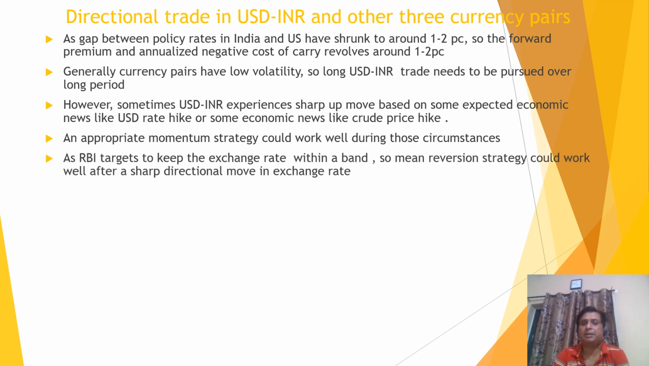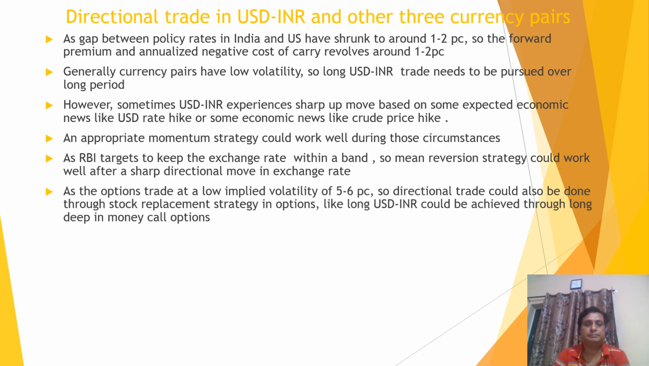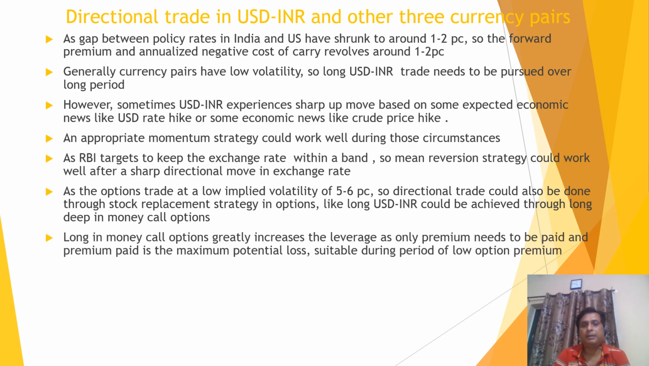As RBI targets to keep the exchange rate within a band, a mean reversion strategy could work well after a sharp directional move in any direction. As the options trade at a low implied volatility of 5 to 6%, directional trade could also be done through a stock replacement strategy in options. Like, long USD-INR could be achieved through long deep in the money call options. Long in the money call options greatly increases the leverage, as only the premium needs to be paid, and the premium paid is the maximum potential loss, suitable during periods of low option premium.